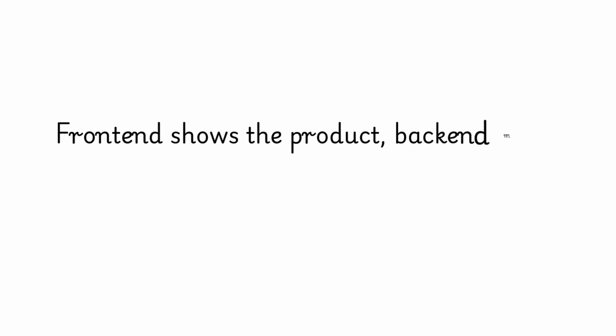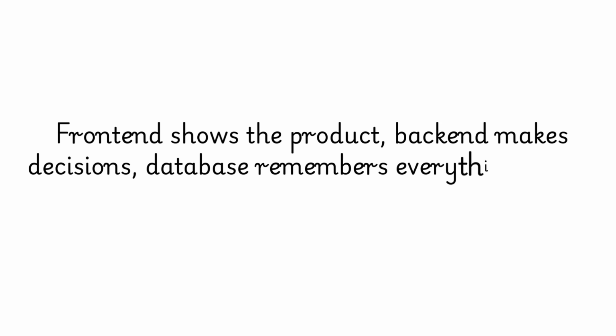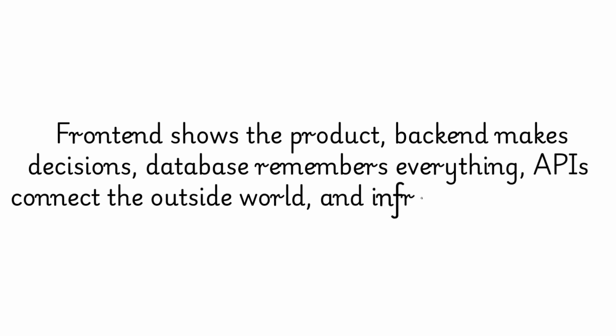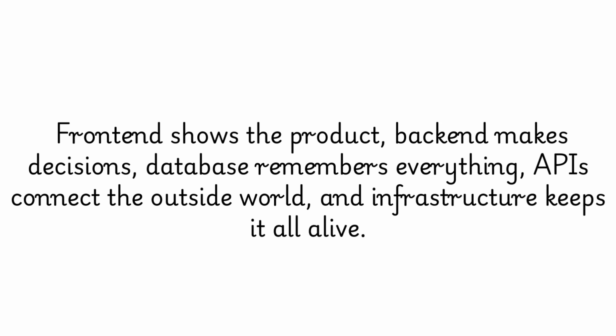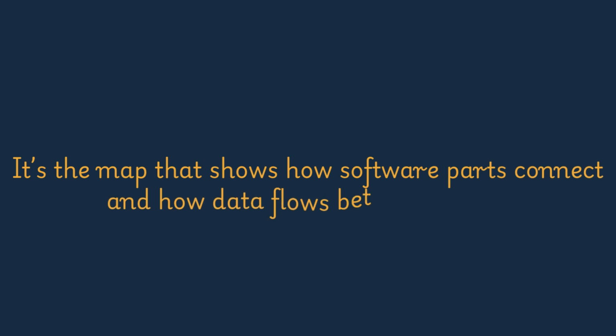So in simple terms, the front end shows the product, the back end makes the decision, the database remembers everything, APIs connect the outside world, and infrastructure keeps it all alive. So next time someone asks what system architecture is, just say it's the map that shows how software parts connect and how data flows between them.